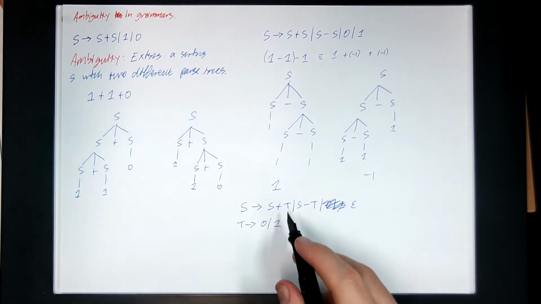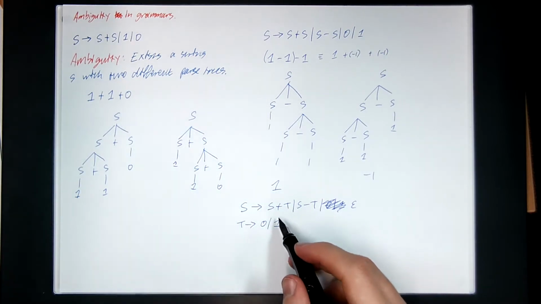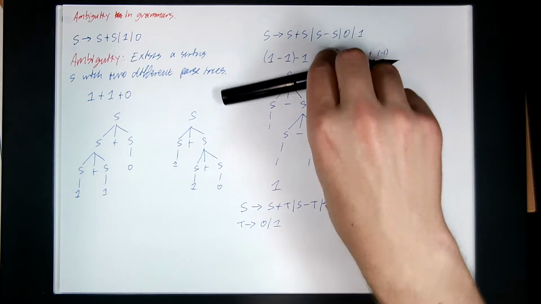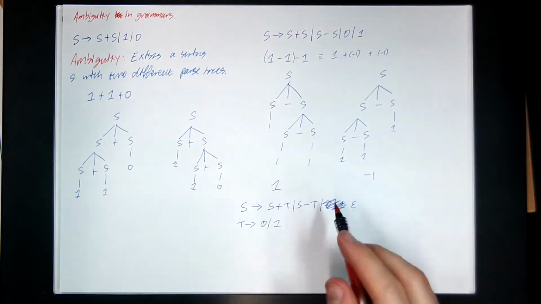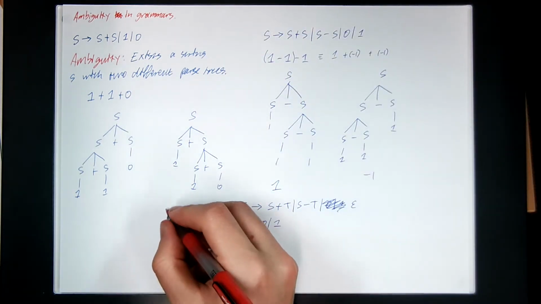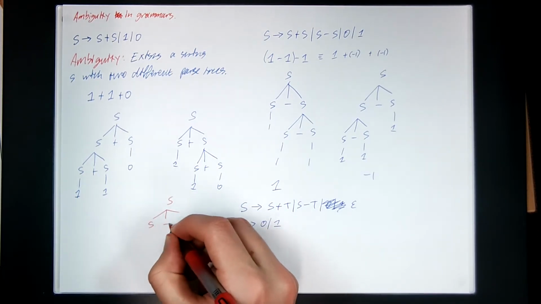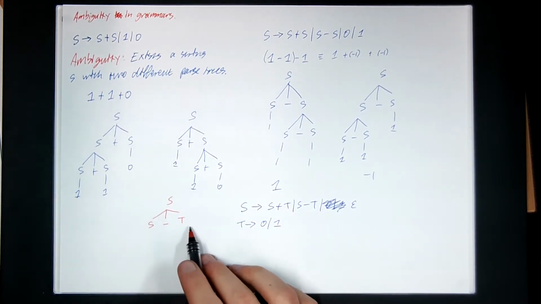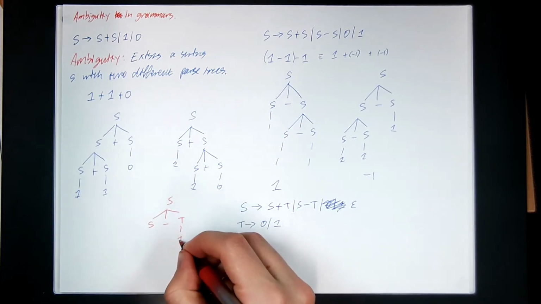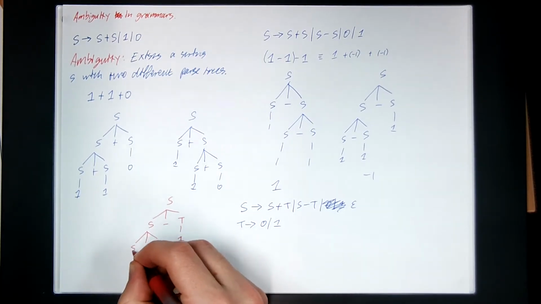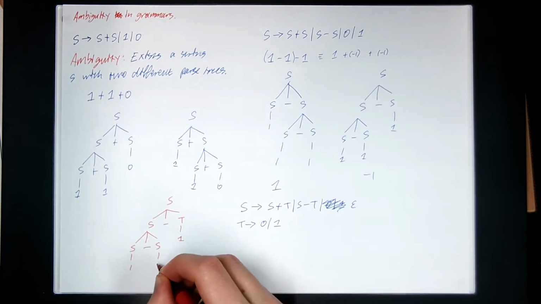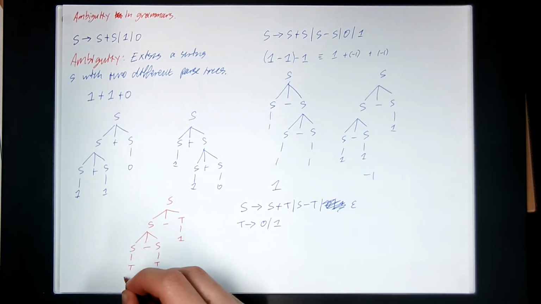Okay, so this enforces a choice on where I can branch, because now I can only branch on the left-hand side. So if we try to make a parse tree for 1 take 1 take 1 again, S goes to S take T, and here I'm constrained, this T has to go to a number. It's going to have to go to 1, which means I have to branch on this side. It goes to T, goes to 1.